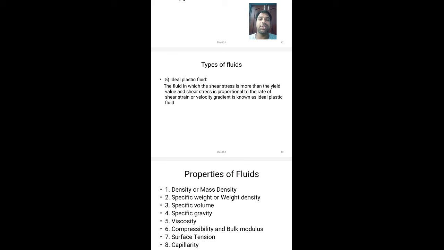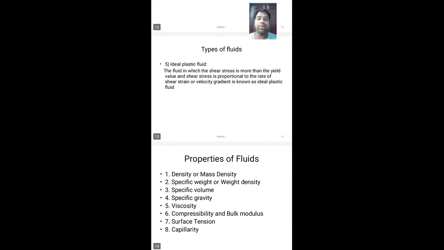Third one is specific volume. And fourth one is specific gravity. Fifth one is viscosity. Just now we have seen what viscosity is. Next one is compressibility. We have discussed incompressible, and now here it is compressibility and bulk modulus.